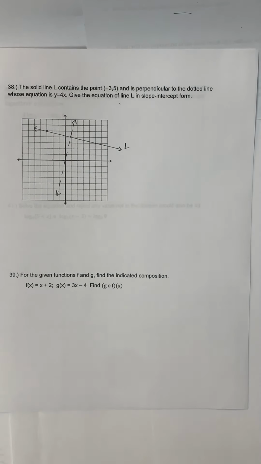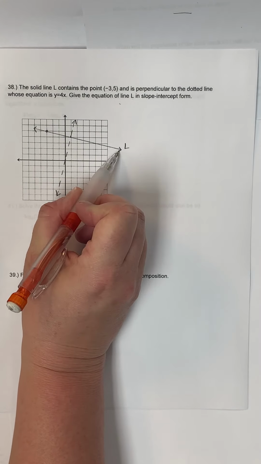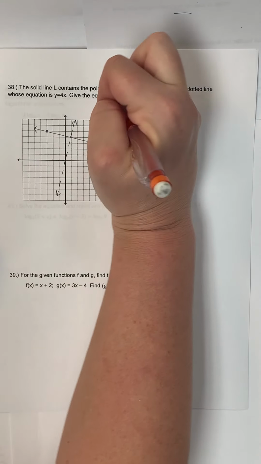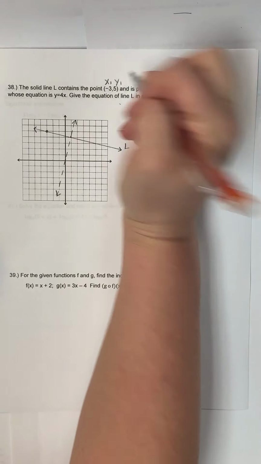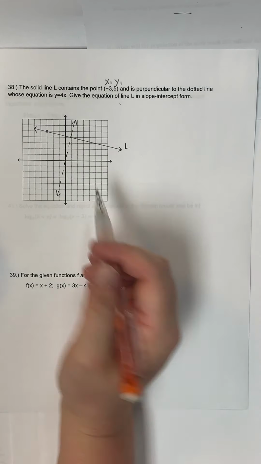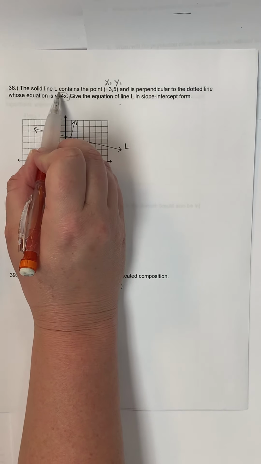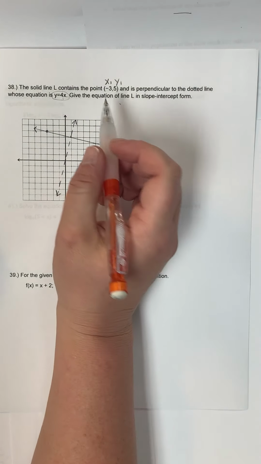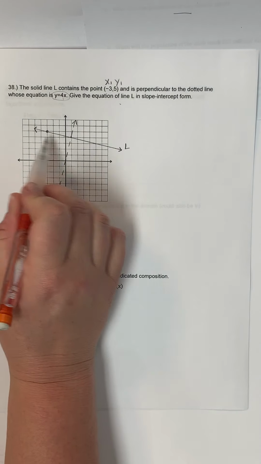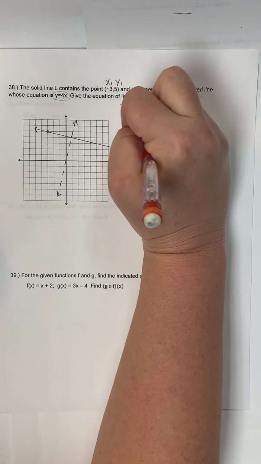Okay, almost done. Just this page and one more. All right. So this is kind of an interesting take on that perpendicular line question that we had before. So some of you will have this rather than that one. All right, so the solid line, L, contains the point -3, 5. Okay, we have that. It is perpendicular to the dotted line whose equation is 4. Find the equation of this solid line in slope-intercept form.